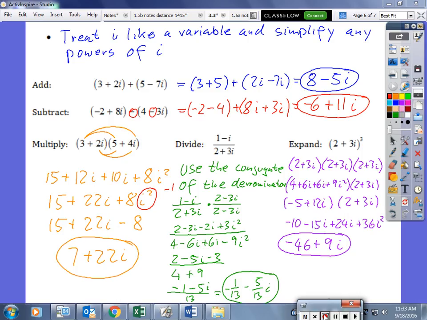Now we multiply that with the next term, and again, see, it's just another multiplication of an expression with two terms. Foiling, again, we get negative 10 minus 15i plus 24i plus 36i squared, which turns into a negative 36, for a final answer, negative 46 plus 9i.